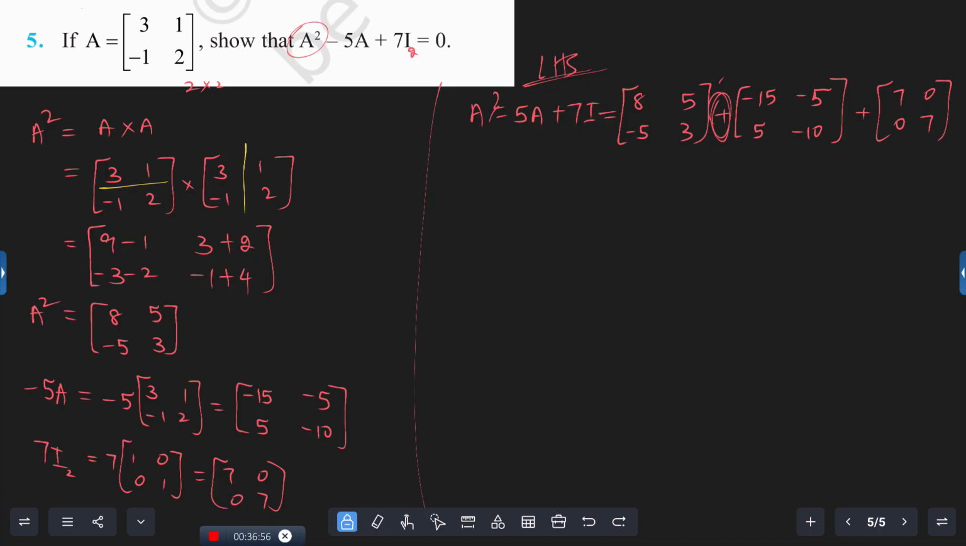Sir, here be careful, don't put minus, because in the question minus is there. The minus 5 I multiplied inside here in each element. Be careful there, you will be making a mistake. Understand? Be careful there, don't make a mistake.